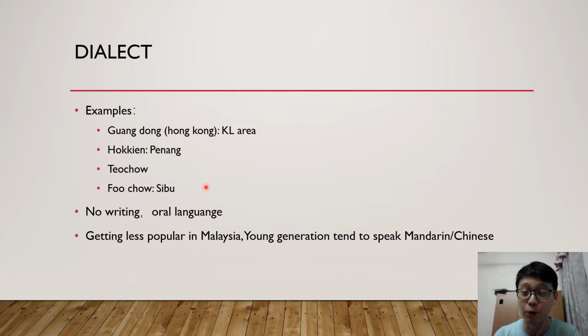I mean, they don't have their own words. It's just oral language. Okay. Currently this dialect is actually getting less popular in Malaysia, and the young generations tend to speak Mandarin or Chinese. Okay, so some people in Malaysia are trying to do a campaign to save the dialect.